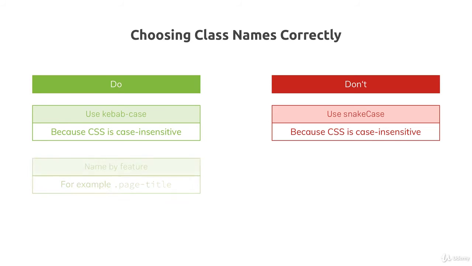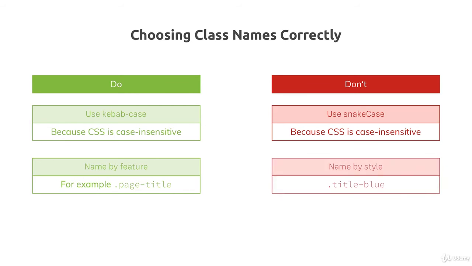Another important hint: name your classes by feature. For example, page title. It's very clear what this style will do. We don't know which element your page title is, if it's an H1, H2, or a div, but this doesn't matter. We know that this probably will refer to the page title.